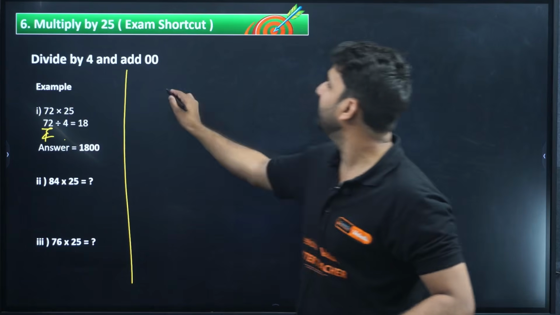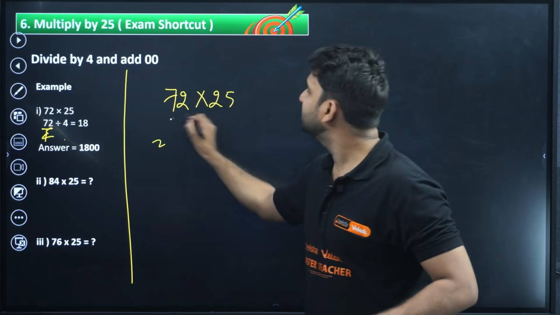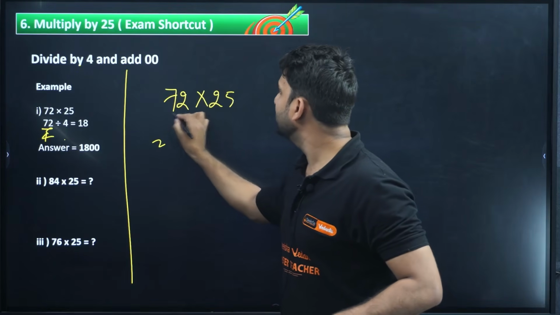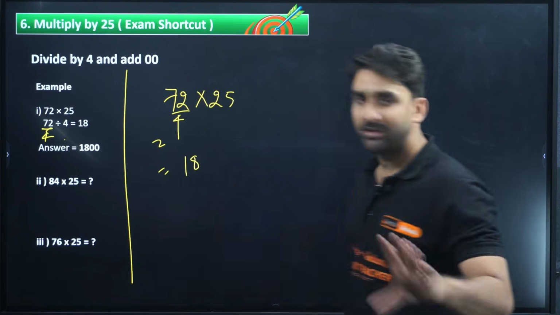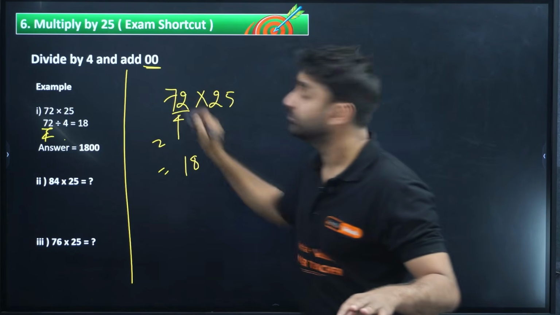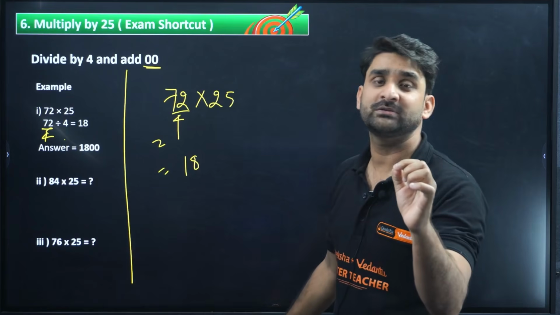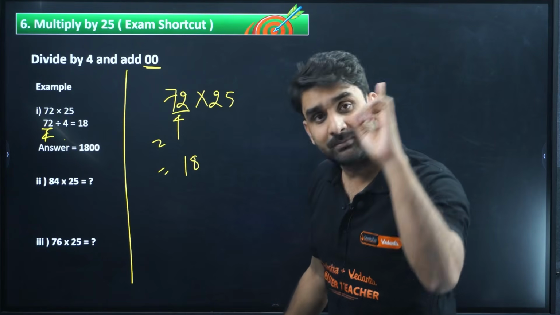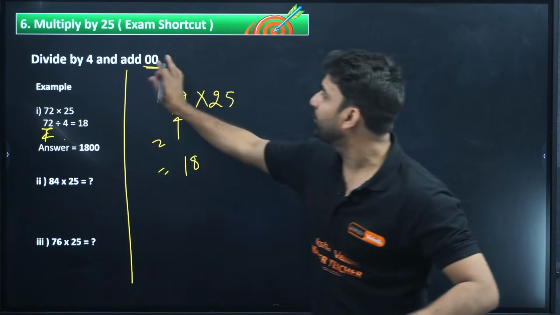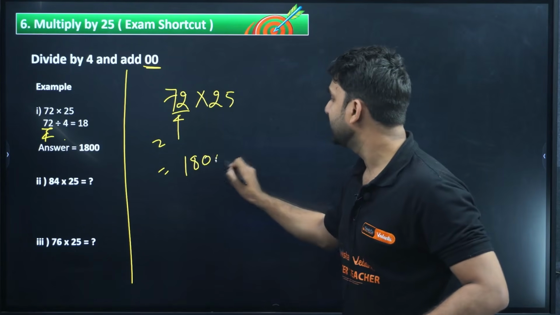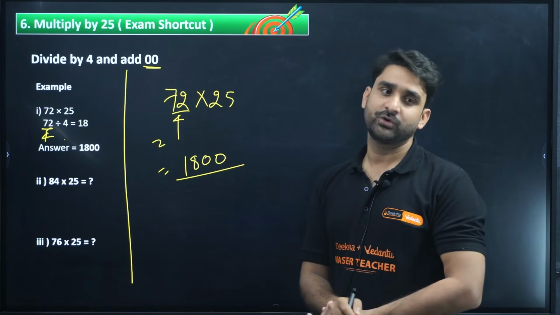So if you are multiplying 72 into 25, what you need to do? Divide this number by 4. If we divide 72 by 4, 18 would be there, and you have to put 2 zeros. Yes, my dear, 2 zeros. In the previous trick, only 1 zero we were putting, because we were multiplying the number by 5. But here we are multiplying by 25, so we have to put 2 zeros. 1800 is your answer, my dear.